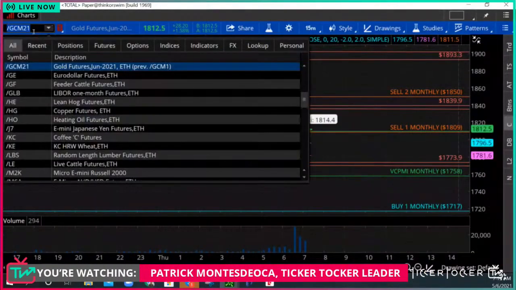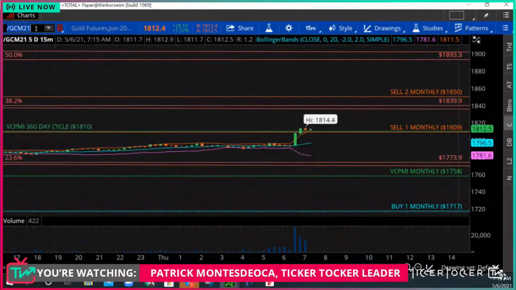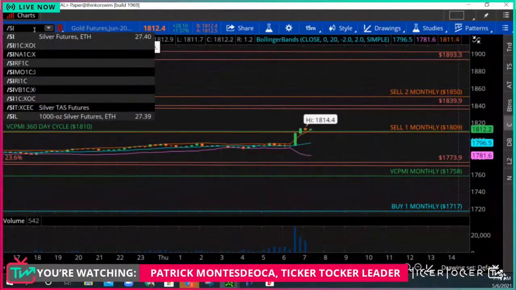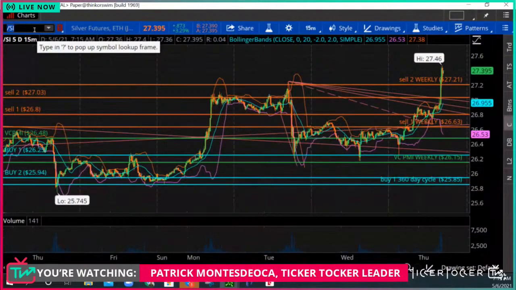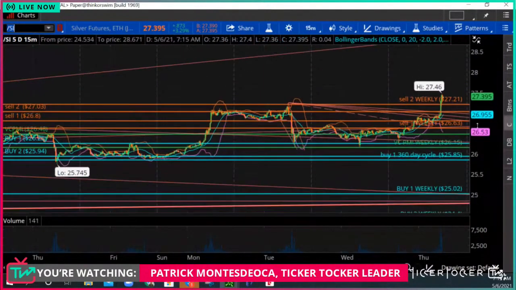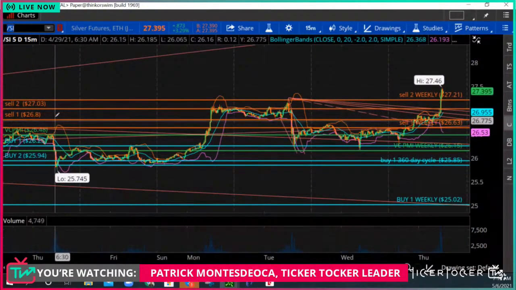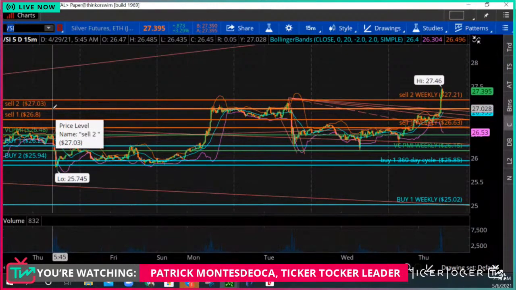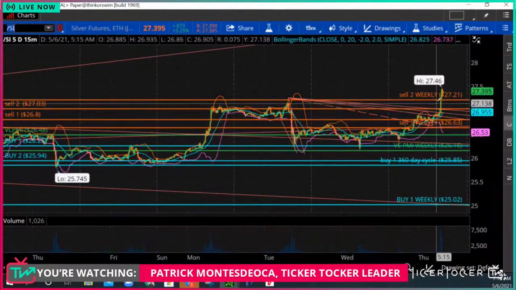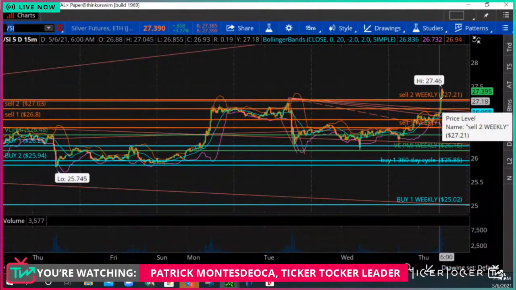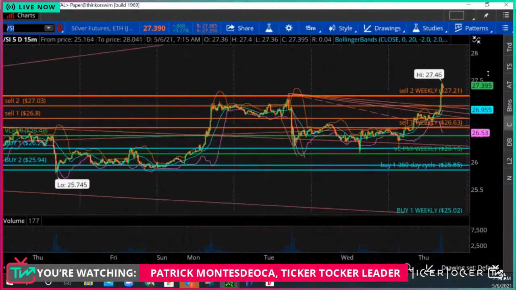Let's take a look at silver. On the left, you see the daily targets completed at 2703, and it has also completed the second sell-to level on the weekly at 2721.